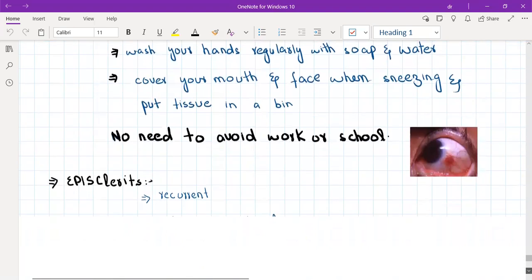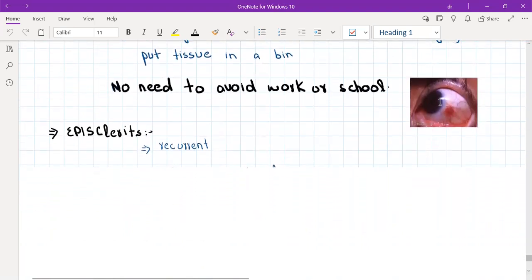Then episcleritis. This picture here is for episcleritis. In episcleritis, as you can see here, the redness of the eye is confined to a particular place, not all over the eye. This is called sectoral redness. That is, the redness is in a sector, and sometimes you can see a nodule over the redness as well. Episcleritis, as is clear from the name, is an inflammation of the episclera.